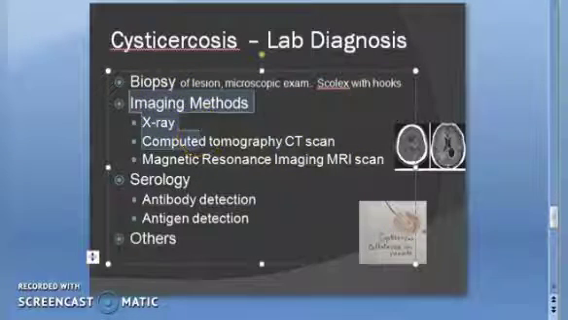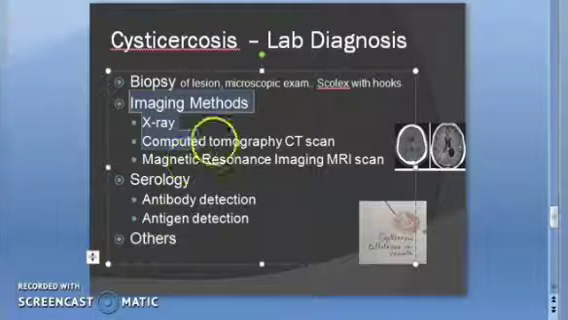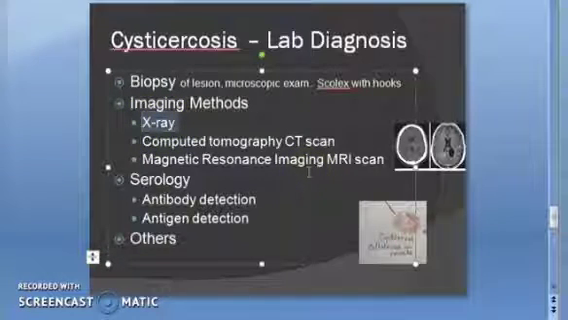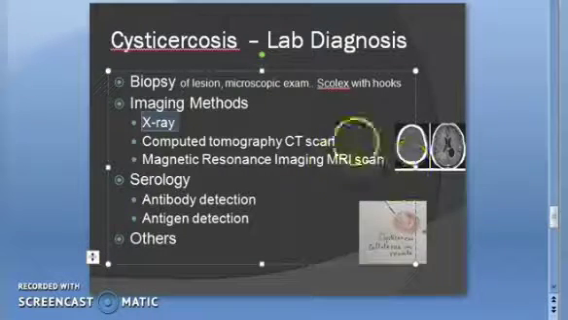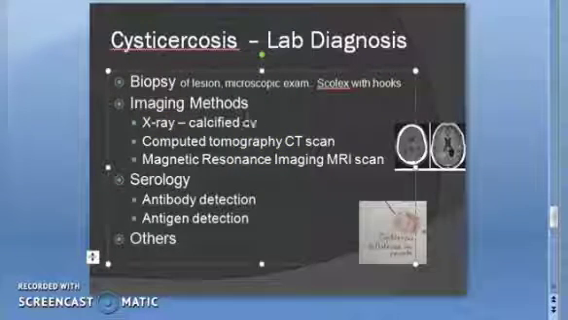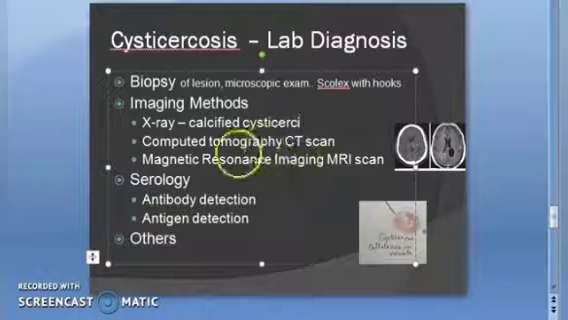Imaging methods, you can do X-ray. Calcified cysticerci you can detect by radiography. So basically you know that it will cause calcification, fibrosis, and finally the larva itself will die in that place. So in X-ray you will see calcified cysticerci of subcutaneous tissue, muscles, buttocks, thigh. X-ray of skull also can demonstrate cerebral calcified cyst.